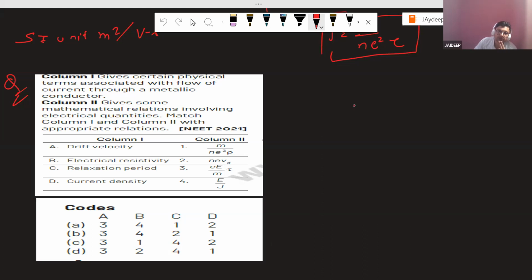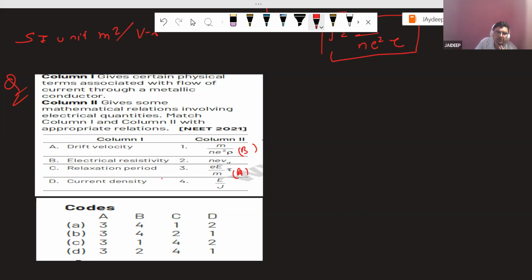A is the correct answer. Mamuna is correct. Alan is wrong. Look, what is the drift velocity? e tau over m. So this is A. Electrical resistivity, this is B. B is 4. Drift velocity.